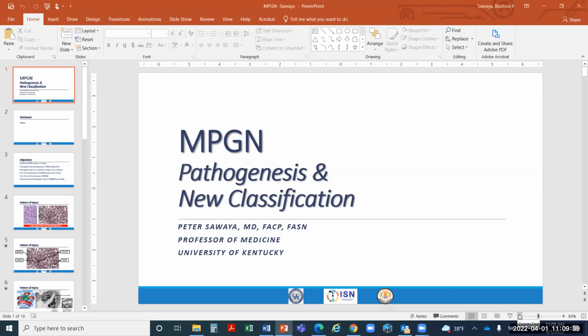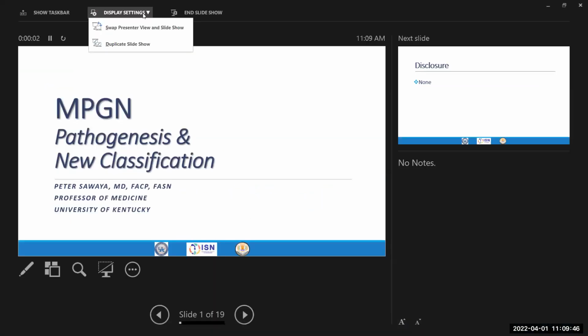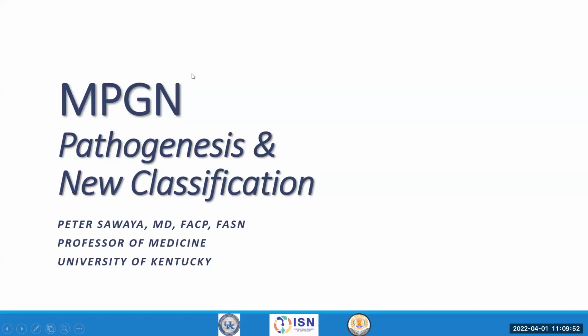We are going to move to Dr. Peter Sawaya's presentation, MPGN pathogenesis and new classification. Peter is the Associate Chief of the Nephrology Division at the University of Kentucky. He is the Deputy Editor in the Clinical Nephrology Journal. He's one of the best American teachers and best doctors for several years. He's an altruistic, selfless person, very humble, very knowledgeable. I consider him one of my best friends and mentors. I'm very happy that he is contributing to this course, and I'm very sure that everyone will enjoy his talk.